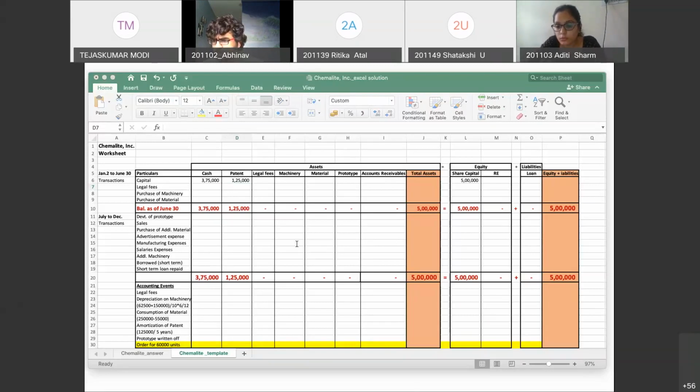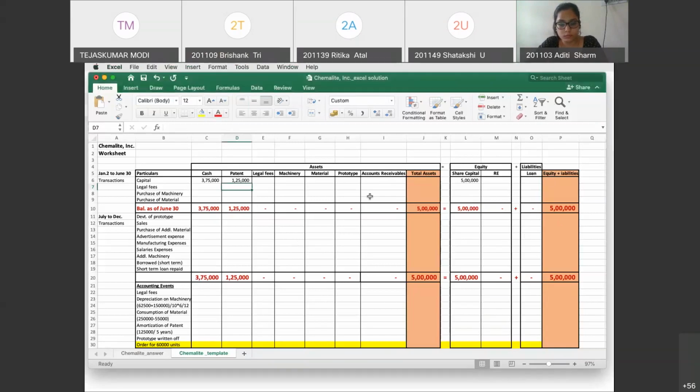Legal fees. Now you have to participate. I want more from your side. Dheeraj has raised his hand. Shatakshi has raised her hand. Bina wants to participate. I want someone else to participate, and then I will come back to you. Ritika Atal, please. Or maybe Brishank and then Ritika Atal. Brishank, please. Am I audible? Yes, you are audible. So 7,500 has been paid as legal fees. So we'll deduct 7,500 from the cash column and add it in legal fees.